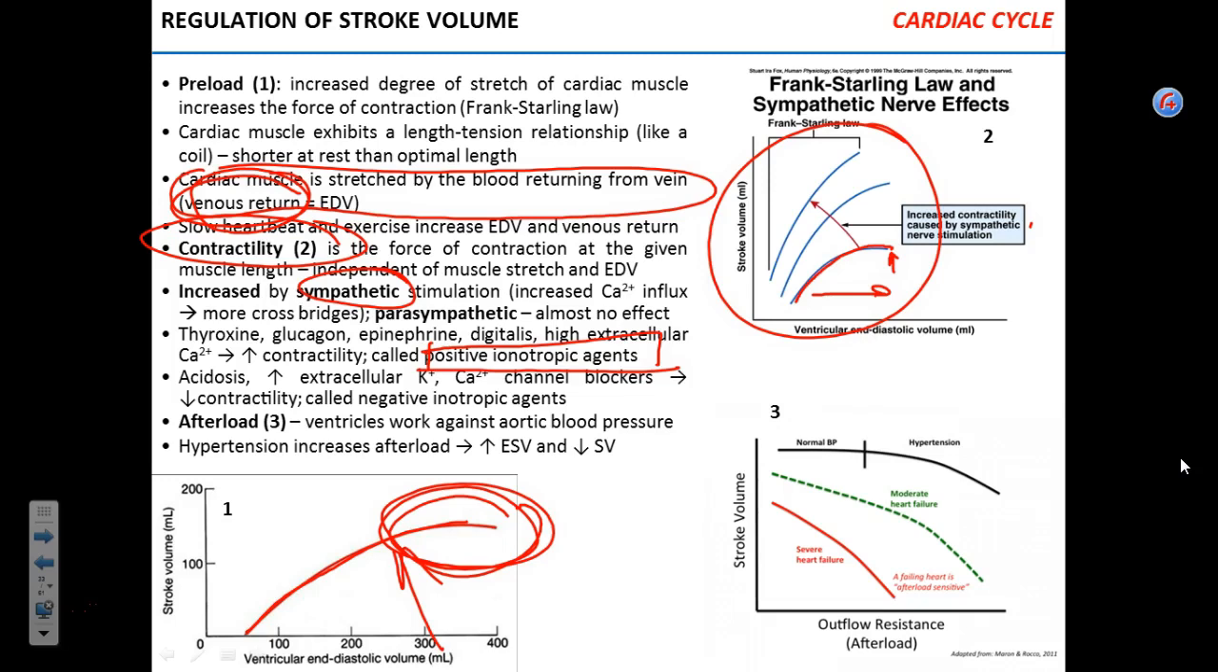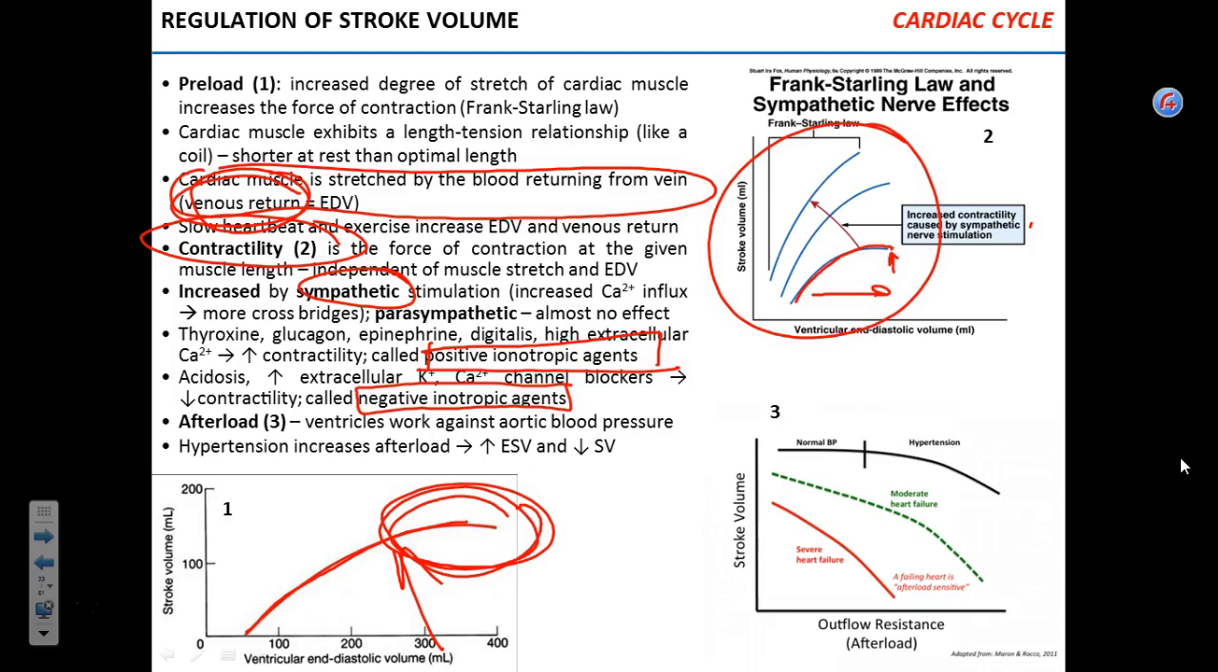Obviously, anything that decreases calcium influx into the cells will be negative ionotropic agents. Decreased blood pH, so acidosis, calcium channel blockers. Ever heard about drugs called calcium channel blockers? What do they control? Well, okay, think about this. If you block calcium channels, what are you decreasing? Contractility. So you decrease the force of contraction, right?